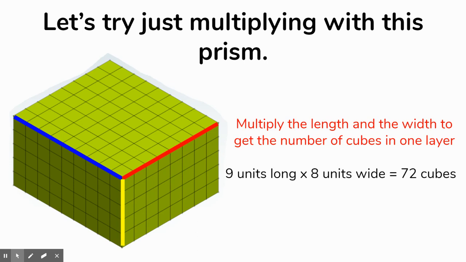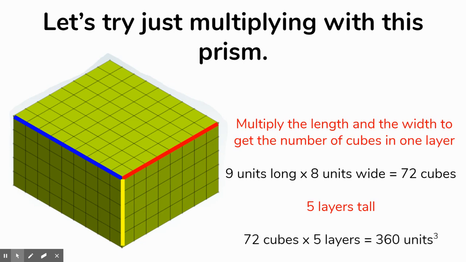Okay, and now that I know that there are 72 cubes, if I multiply that by the height, by 5, I get a total answer of 360 cubic units. That is way faster than me counting 72 cubes up and then doing 72 plus 72 plus 72 plus 72 plus 72.